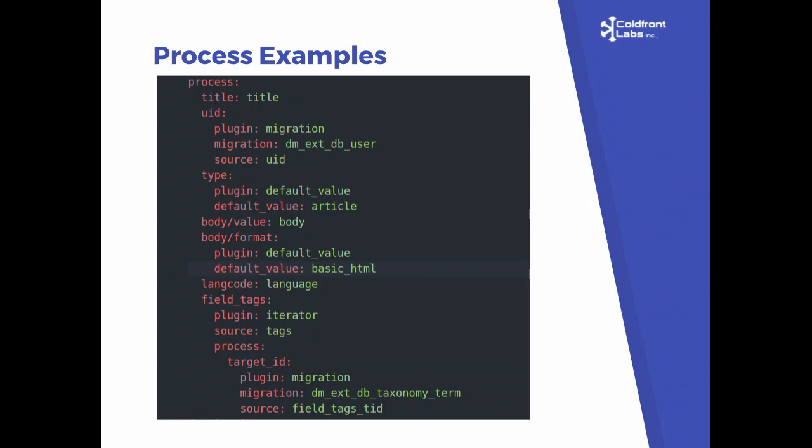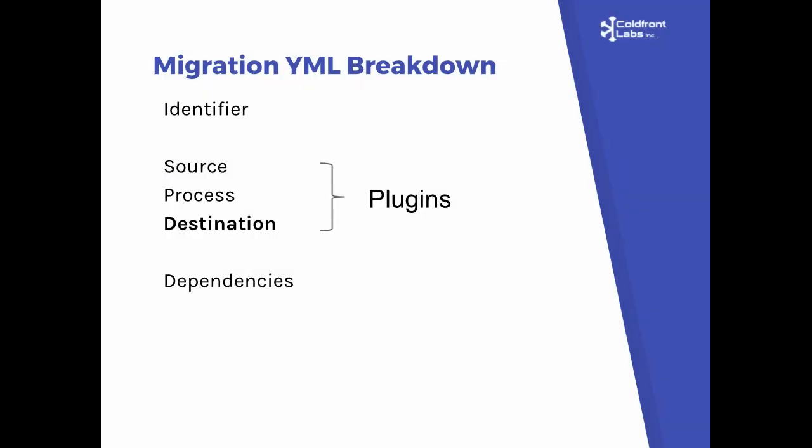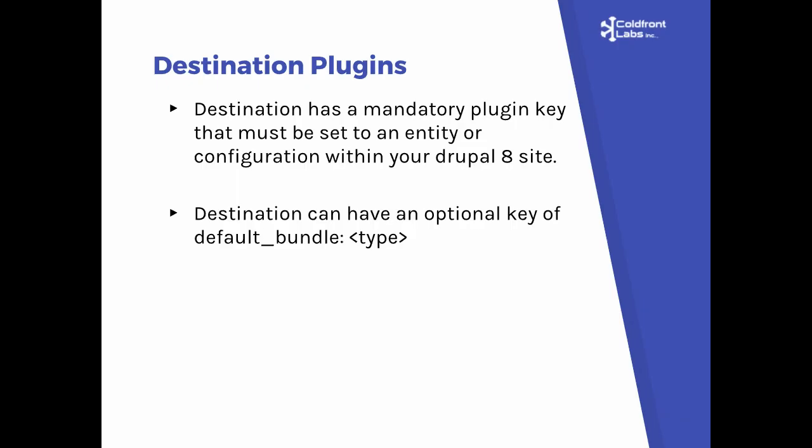I'll leave it to that. Then we get into the destination plugins. Destination plugins are basically for entities that you've created custom but aren't part of Drupal 8. You need some sort of migration path to that. They basically have a mandatory plugin key, which pretty much all destination plugins have, and an optional one where you can specify default bundle of type.